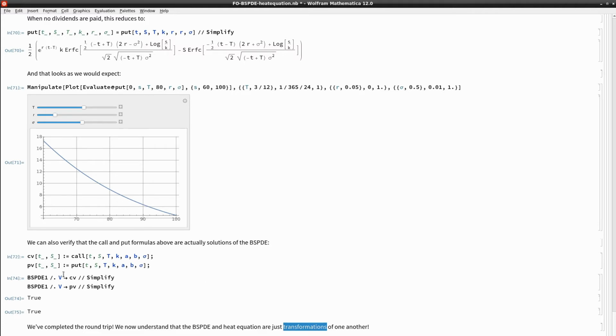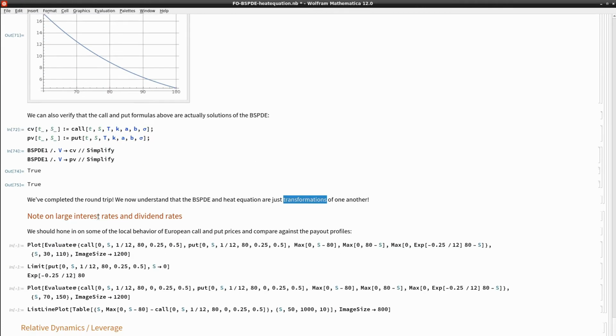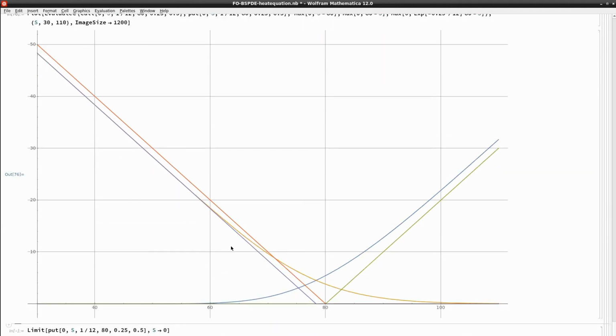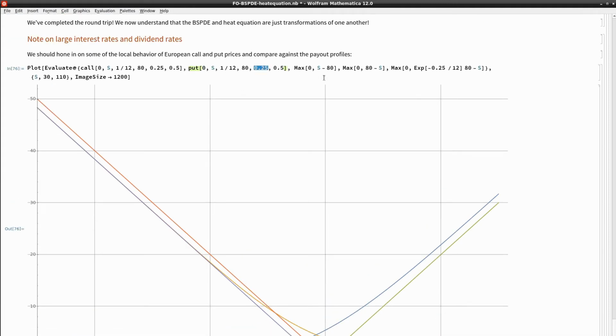Okay, next I'd like to make a couple of comments on the interest rates and the dividend rates, because they seem to be distorting the entire picture a little bit. We should hone in on some of the local behavior of the European call and put prices and compare against the payout profile. So in this example, I want to amplify the situation a little bit, a huge plot and huge interest rates. I'm using 25% interest rate. Now that is not realistic, but that doesn't matter in order to study the robustness of our formulas.